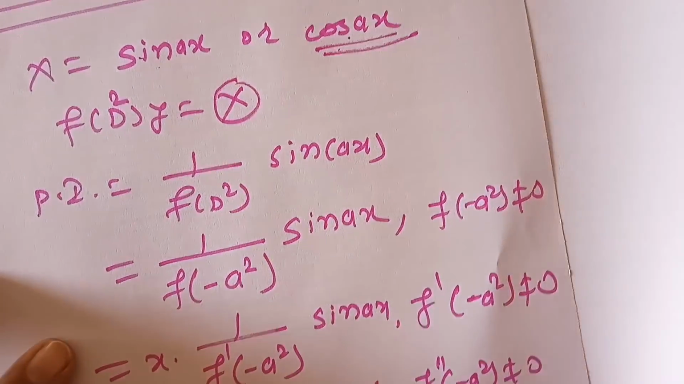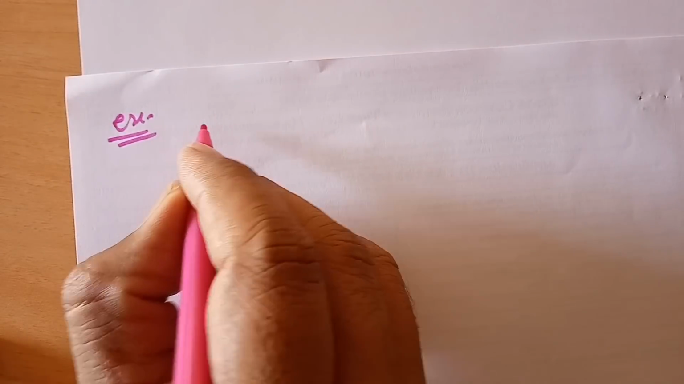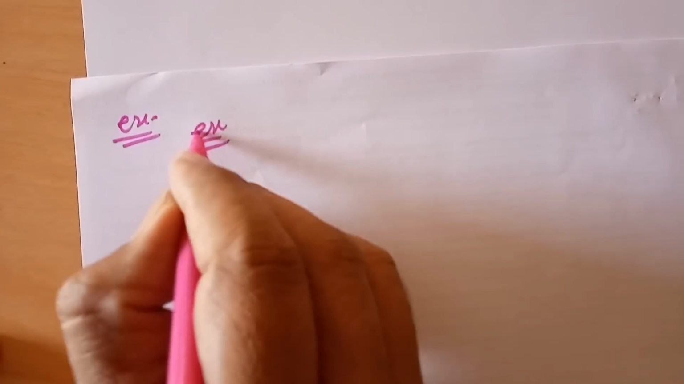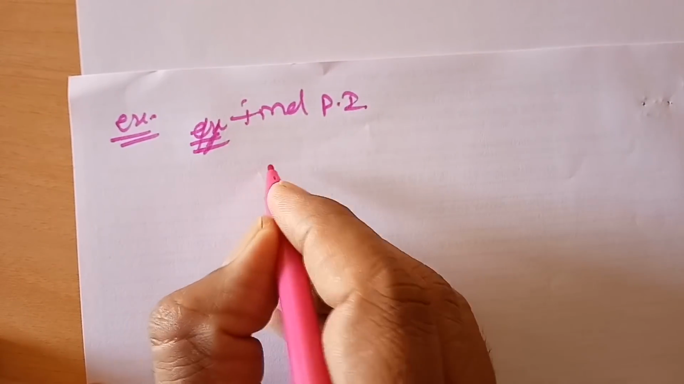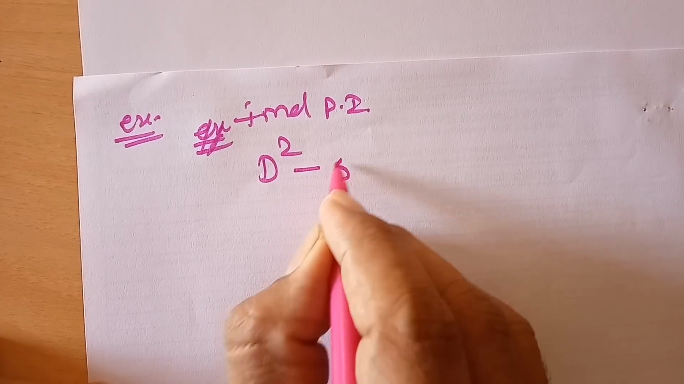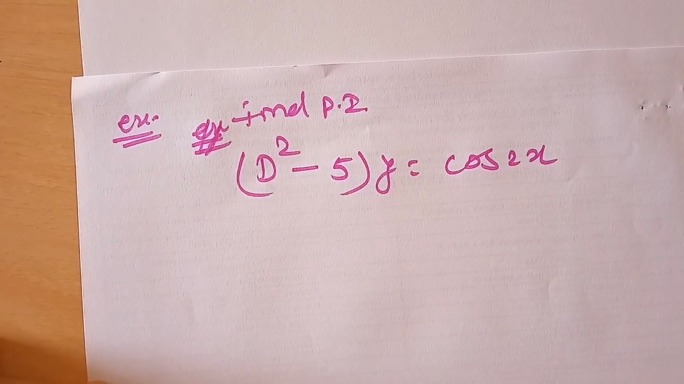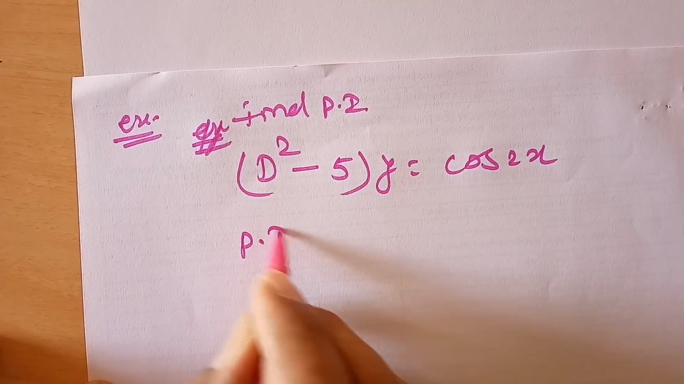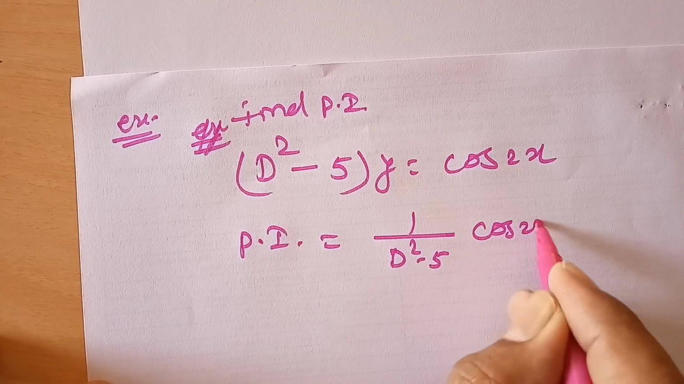How are we solving problems on this? Here is an example. I will write our differential equation in this way. Suppose my example is: we have to find PI for D square minus 5 into y is equal to cos of 2x. This is our problem and we have to find out PI for this. PI equals, as per our formula, 1 upon D square minus 5 into cos of 2x.